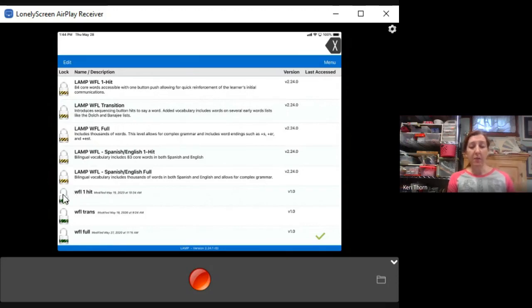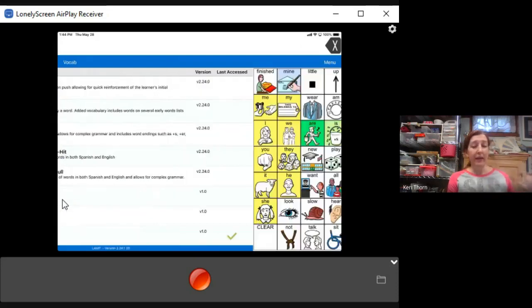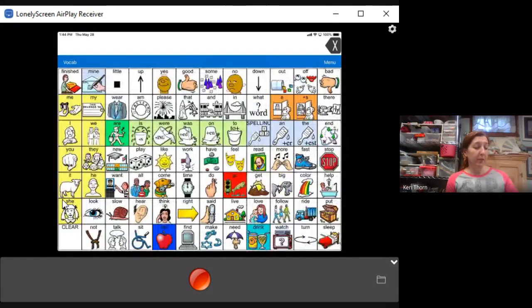What you can then do is make a copy of each of them, and that's what this green lock down here is for. When it's a green lock, that means you can edit it, you can do what you need to for that particular student. It comes in 3 levels: one hit, transition, and full. Start with the one hit, and one hit is exactly what it sounds like. You hit something one time, and it says the word.